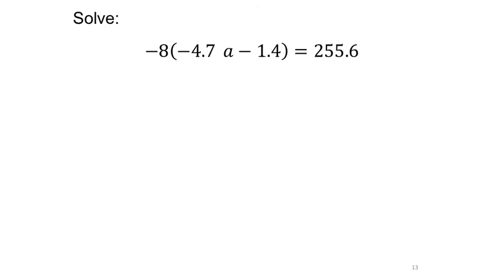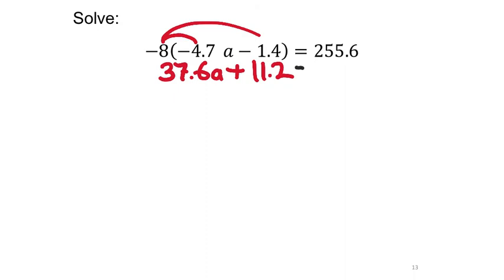All right, so the first thing we would do on this is to distribute here this -8. In my calculator, I've already put this -8 times -4.7A, which appears to be 37.6 of the A's. And also -8 times -1.4 would be a positive 11.2. And then, yeah, this still just equals 255.6.